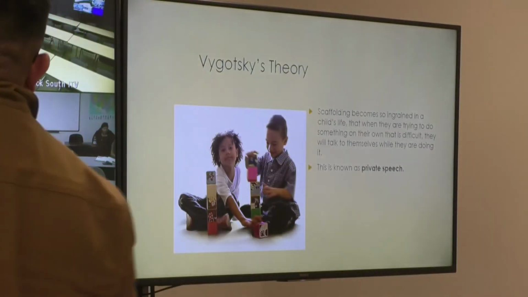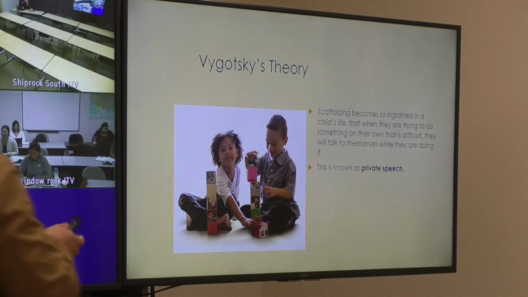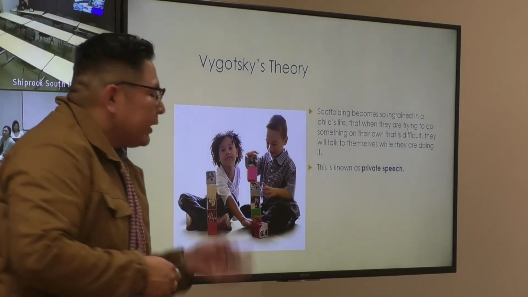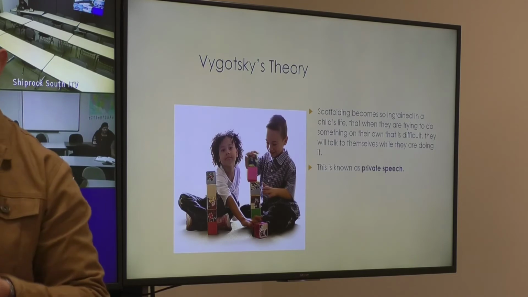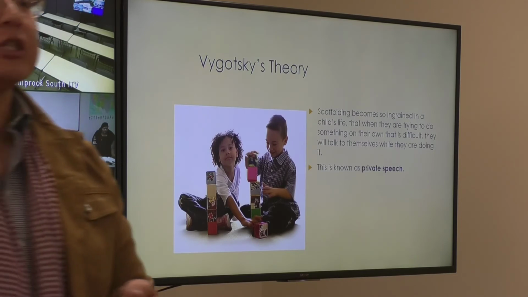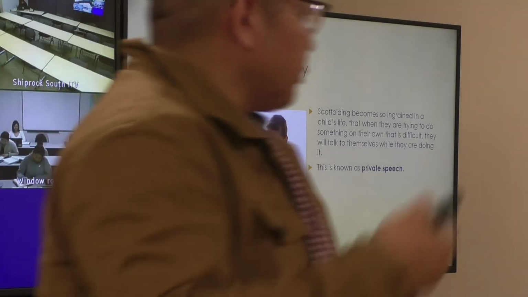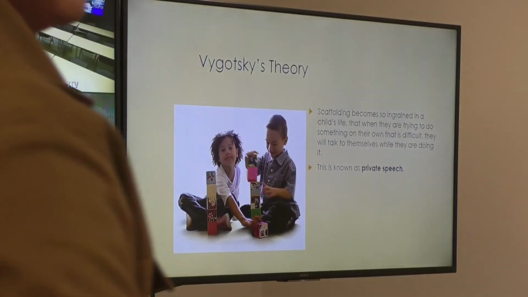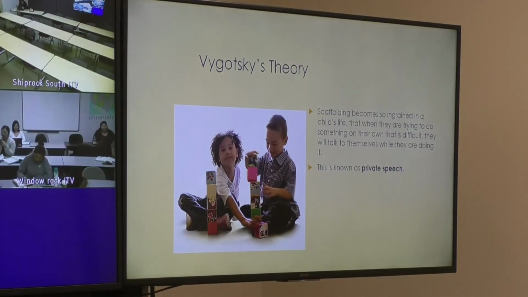Scaffolding becomes so ingrained in a child's life that when they're trying to do something difficult on their own, they will begin to talk to themselves. That's where they have the internal dialogue, the self-talk, the private speech. How many have ever done that? You're like, you know what? Should I get that? No, I shouldn't.